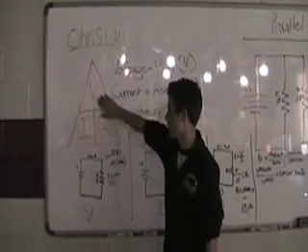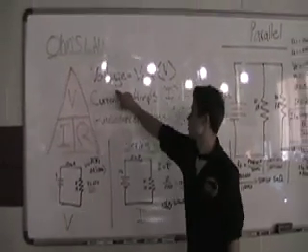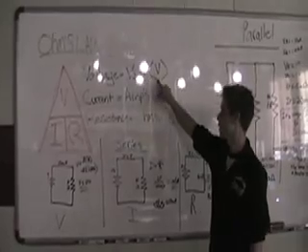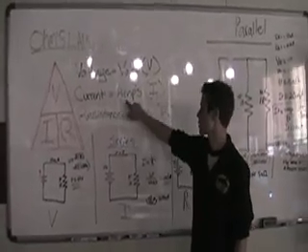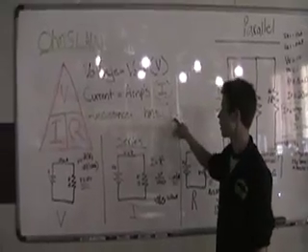At the very top here you have voltage, current, resistance. Voltage is measured in volts, V. Current is measured in amps, I. And resistance is measured in ohms, R.